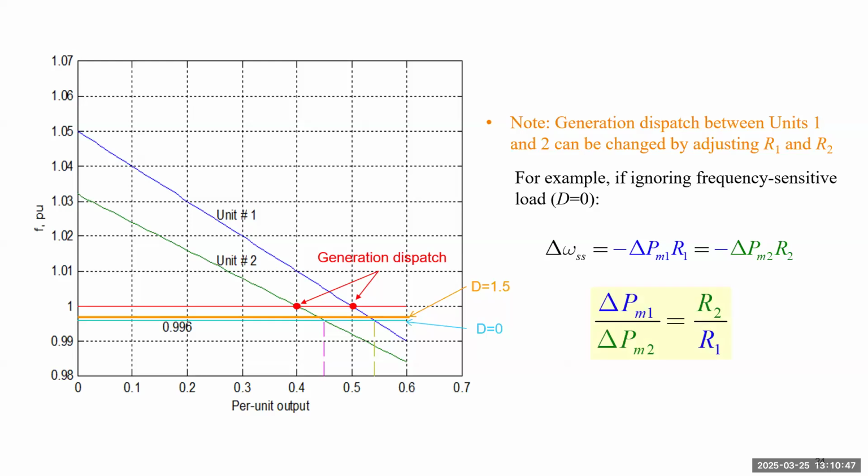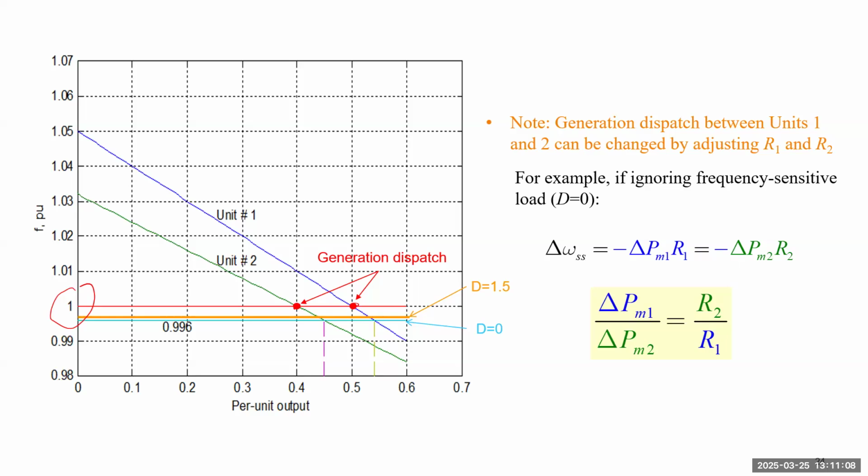The conclusion is that different generators have different droop control, different R values. So at 60 Hertz, which is 1 per unit frequency, each generator will have a determined output. That can come from the economic dispatch, which is an optimized result.